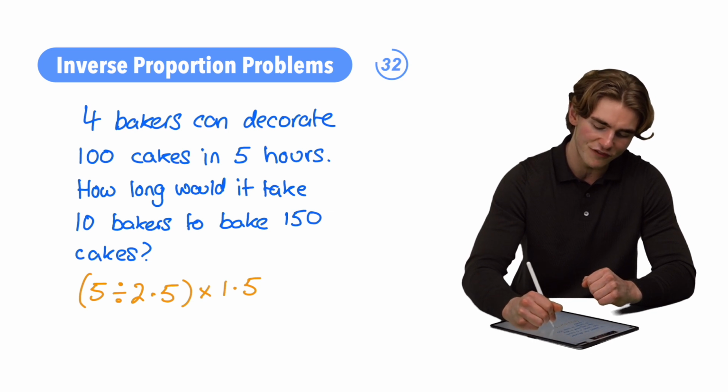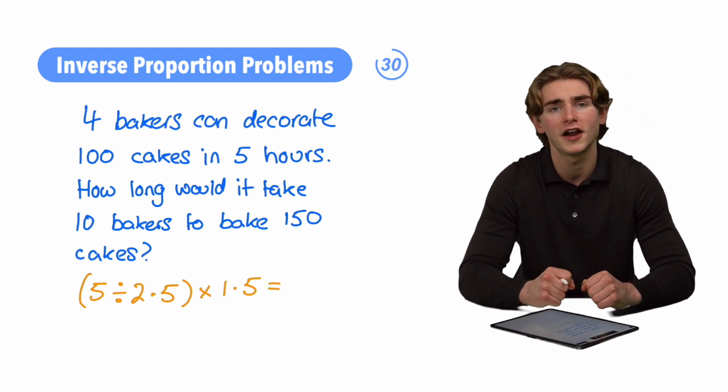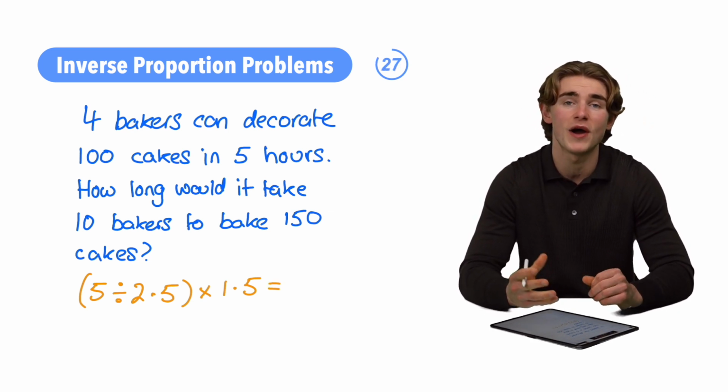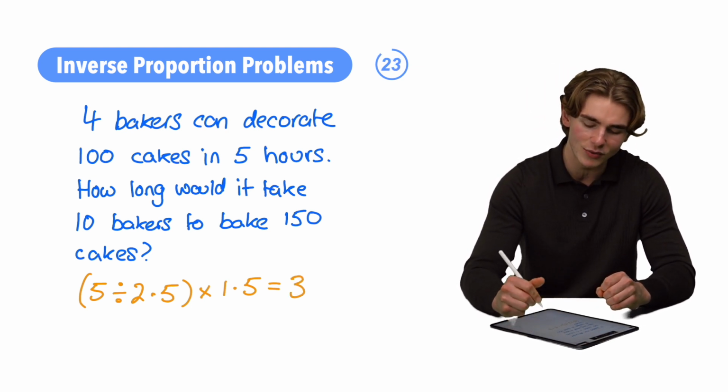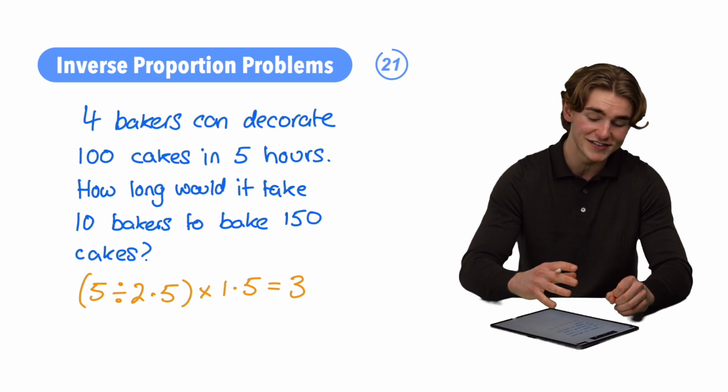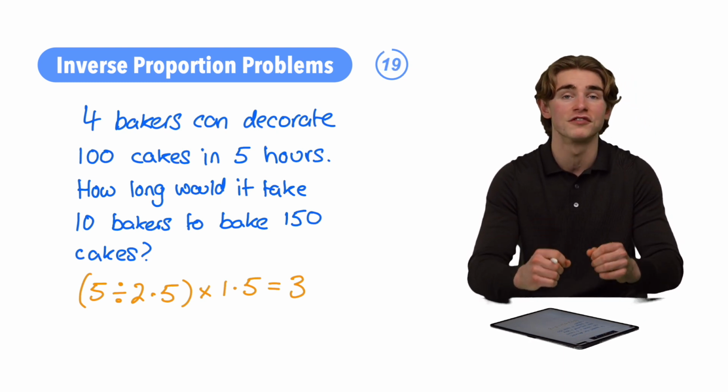So we can then simplify this. What are we going to have? 5 divided by 2.5, that's going to give us 2, and then 2 times by 1.5, that's going to give us 3. So in theory, it would take 10 bakers 3 hours to make 150 cakes.